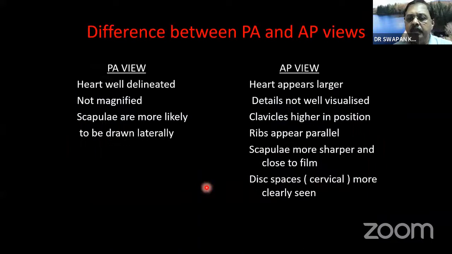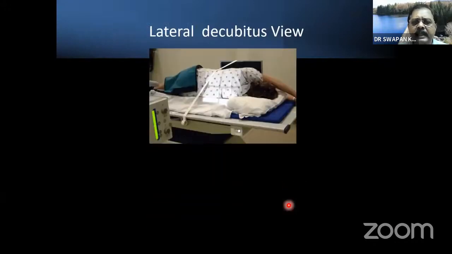But there are some advantages of the AP view. If you want to see the disc space, particularly the cervical or the dorsal, go for an AP view. So these are the things that you must ask the radiographer, what view you want. Most of the time, we need a PA view because you want to see the heart shadow and the lung proper. What is the lateral decubitus film? Because I said AP view, PA view, and the lateral decubitus film.